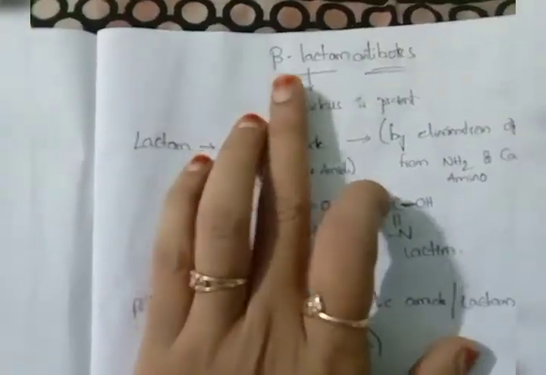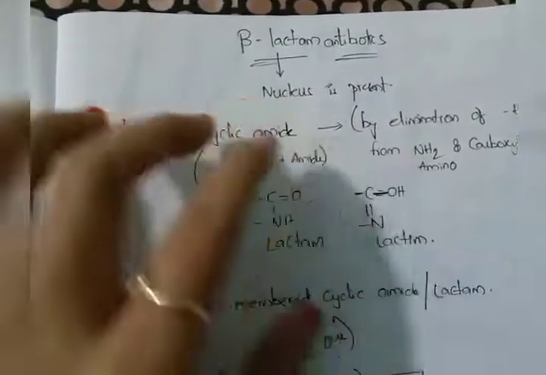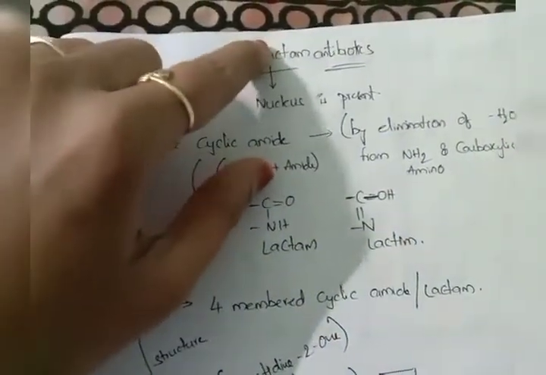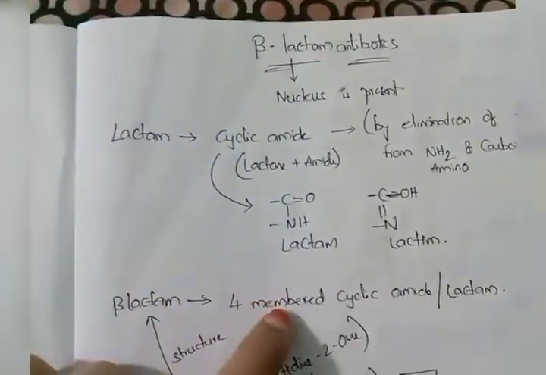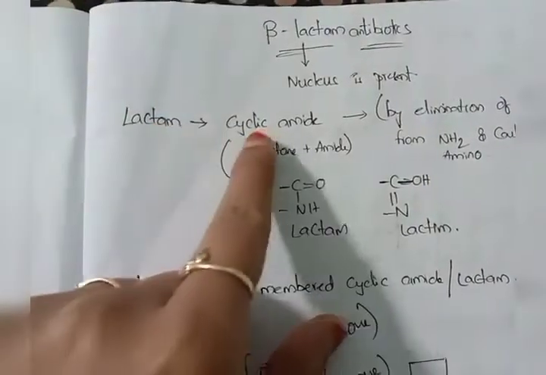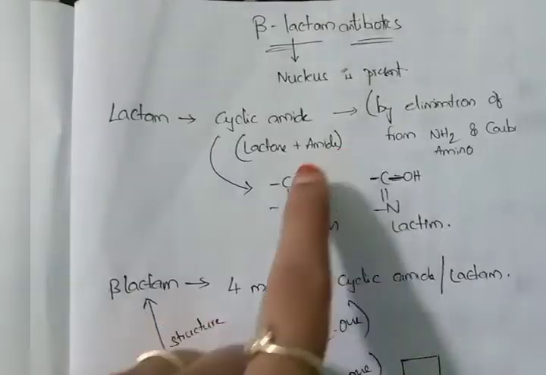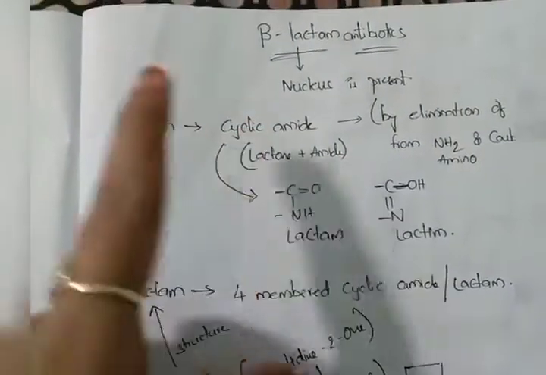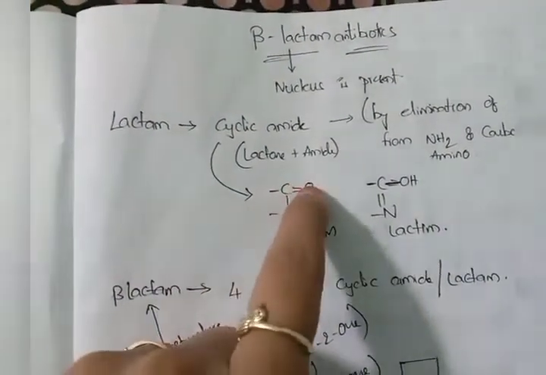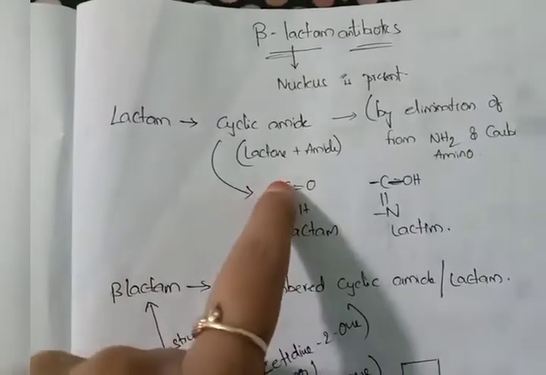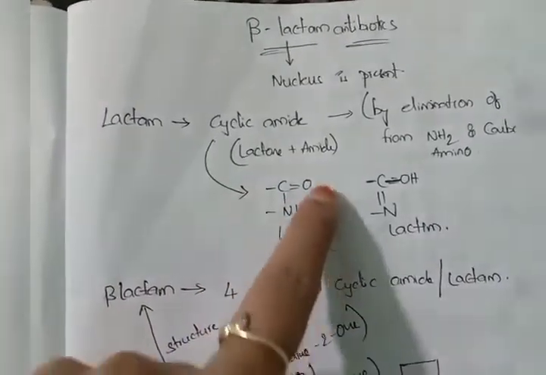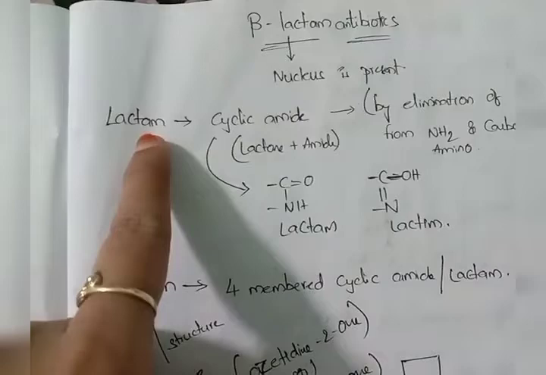Once you see beta-lactam antibiotics, here beta-lactam is the nucleus in this type of antibiotics. What is lactam? It is a cyclic amide, nothing but a lactone ring which is having an amide group. Lactone ring means a 4-membered ring which is having a ketone group, right? So that ketone group and amide group combinedly we are calling a lactone ring. Okay, see what happens here.